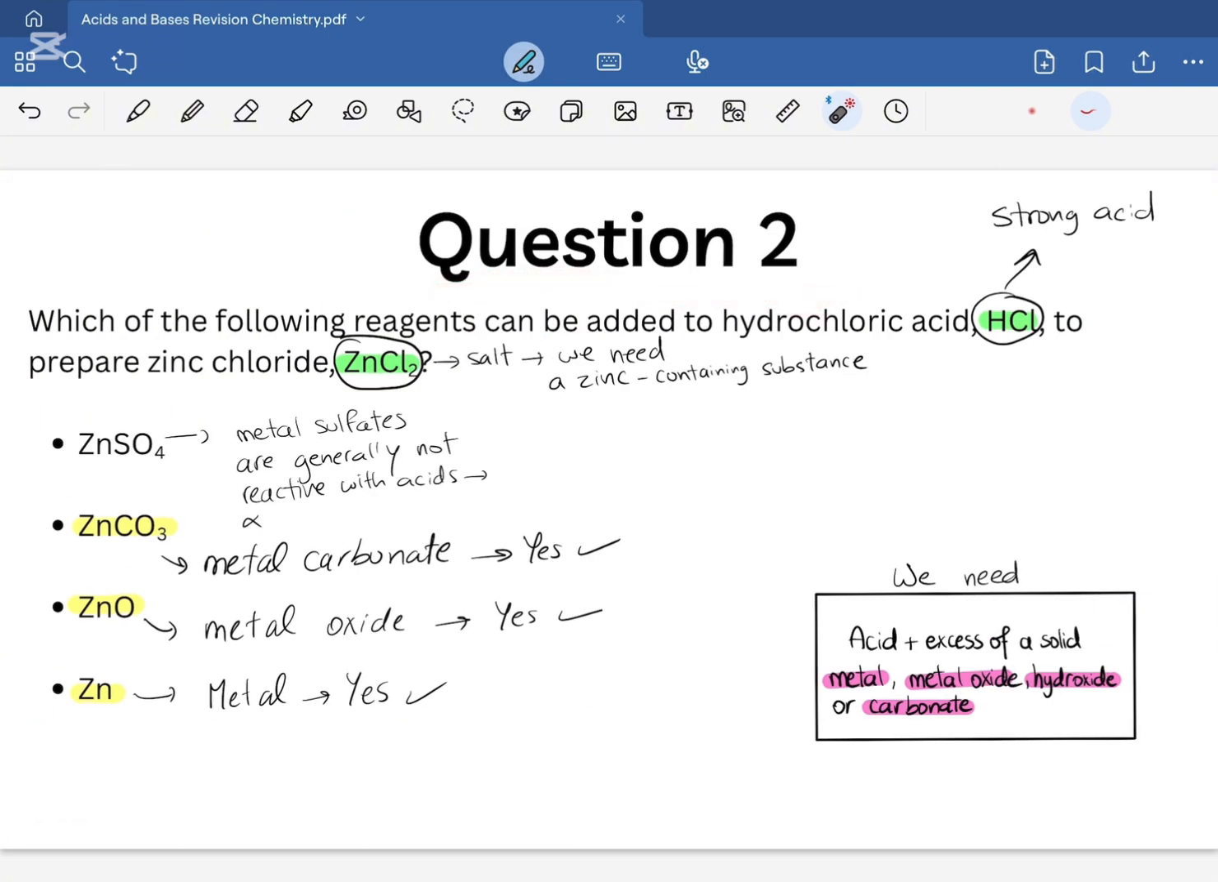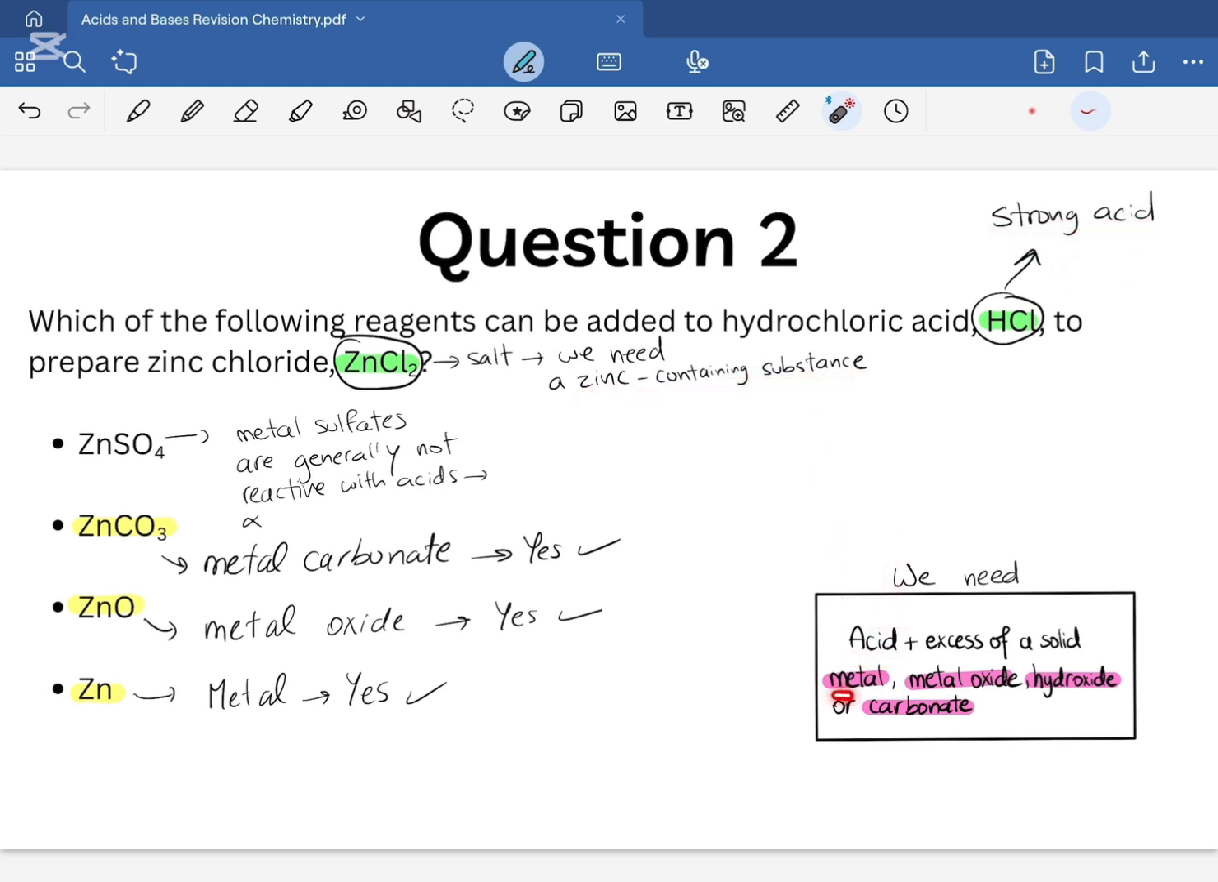Question 2. Which of the following reagents can be added to hydrochloric acid to prepare zinc chloride? And we need to know that hydrochloric acid is a strong acid. Now zinc chloride is the salt, and to prepare this zinc chloride, we need to react the strong acid with a zinc containing substance.